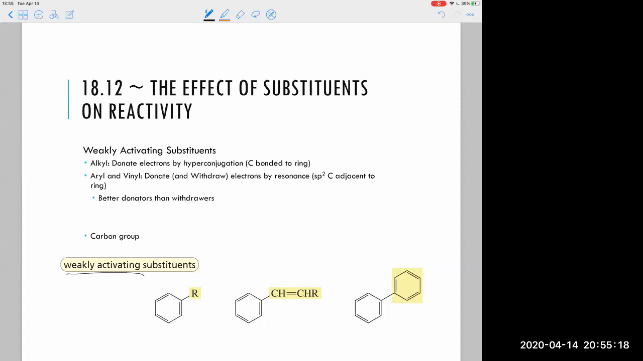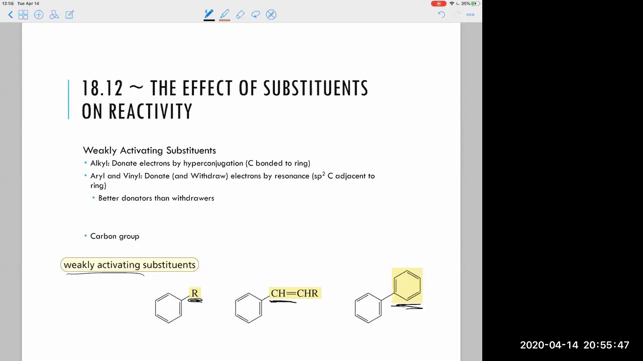Weakly activating groups would just be either an alkyl group, an alkene group, or another benzene ring. They are still activating, but only weakly. That is because... not daily. What did I say? Oh, weakly? Ba-dum-bum. Wait, now I got thrown off.